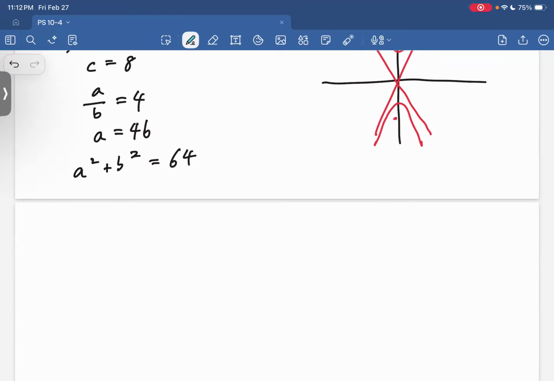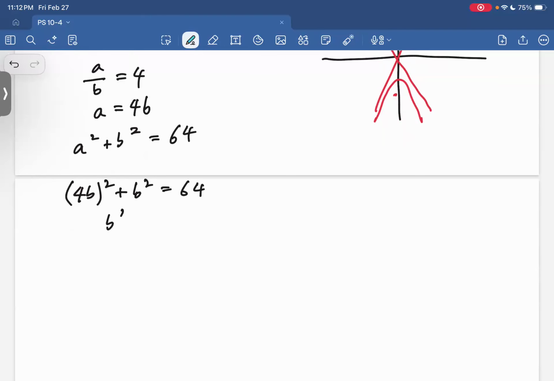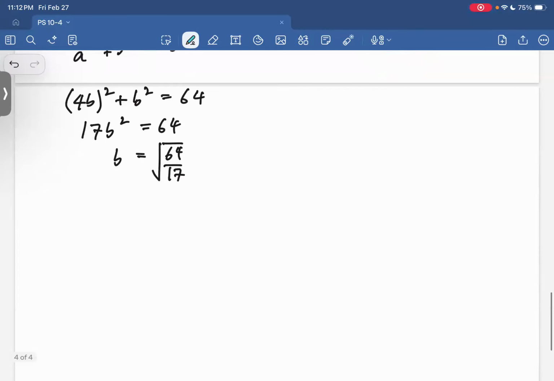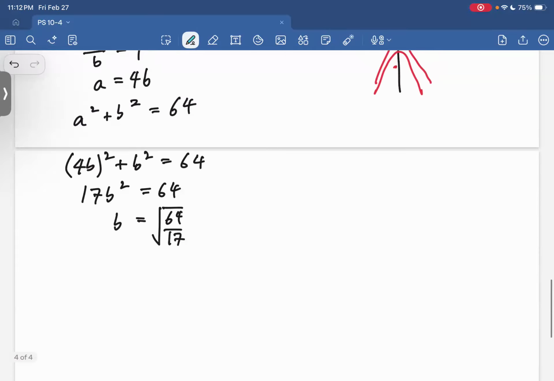So I'm actually going to have to make this substitution. A equals 4b. So that means 4b squared plus b squared equals 64. And that means b squared actually means that 16 plus 1, which is 17b squared, equals 64. So actually b will equal square root of 64 over 17. I'm not going to simplify that because I'm going to plug it into something else later anyways. B is equal to that, and A will equal 4 times that.